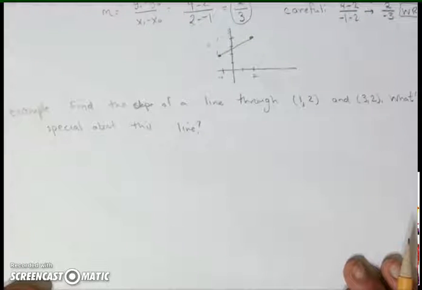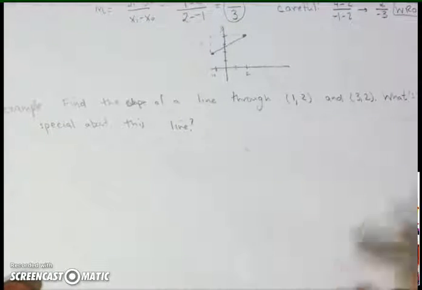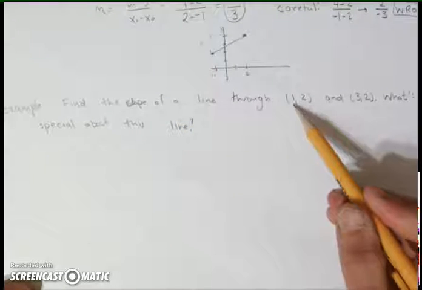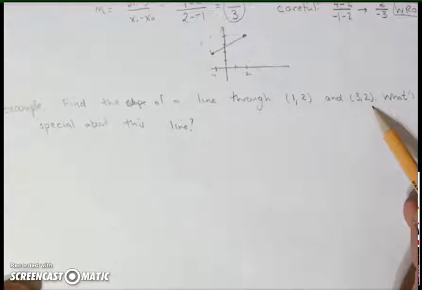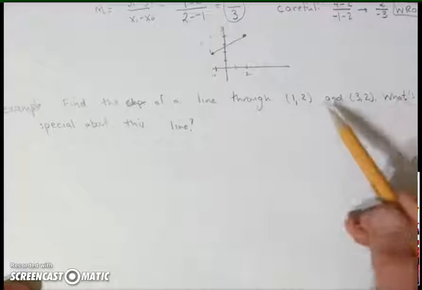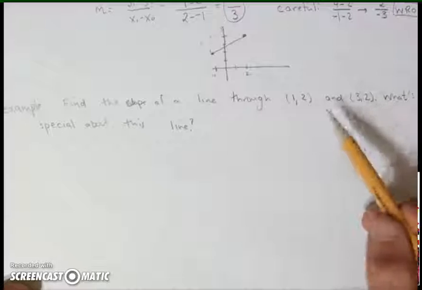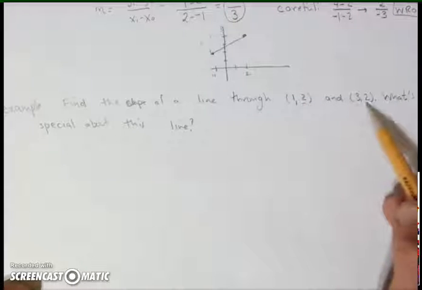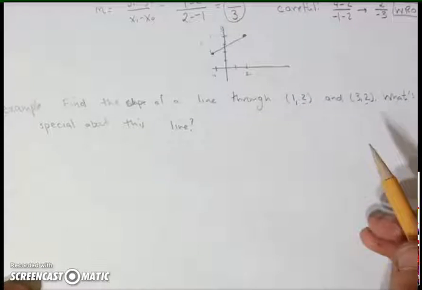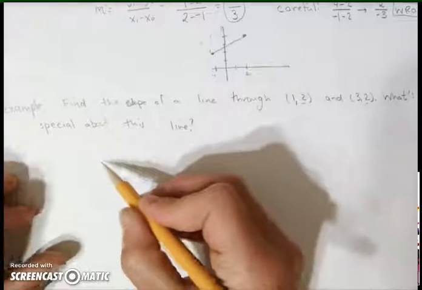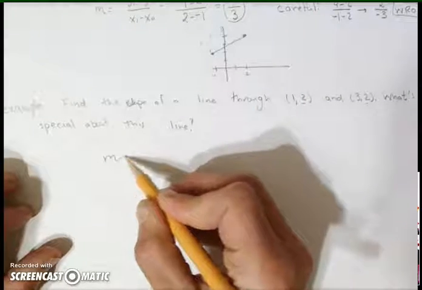We'll do one last example, and this one is pretty interesting. I want to find the slope of the line through (1, 2) and (3, 2), and I want to know what's special about this line. So clearly something's going to be special. The first thing you might notice is that the y values are the same. So what might that indicate? Well, let's calculate the slope and then we'll draw a picture.